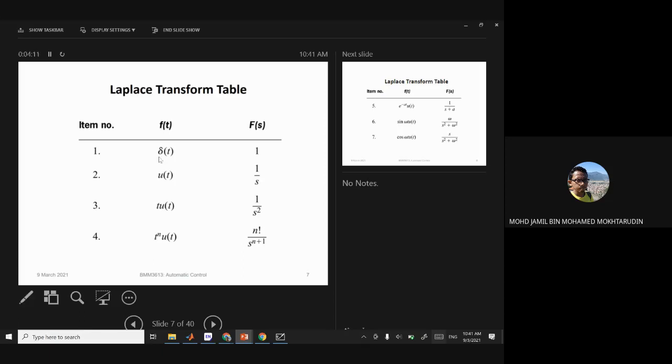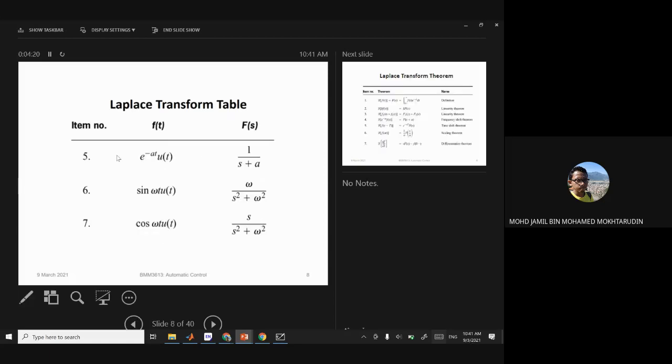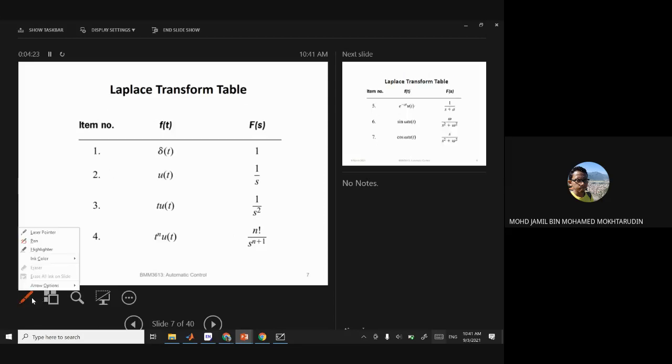Okay, so firstly, if you have a function del t here, so del t here means that the function is like this. Let's say this is a time graph. So del t means that the function is having this value only. At time 0, f equals 1. That's the function del t. Jarang guna del t. But if you have del t, then the frequency domain, after you apply Laplace transform, it equals 1.